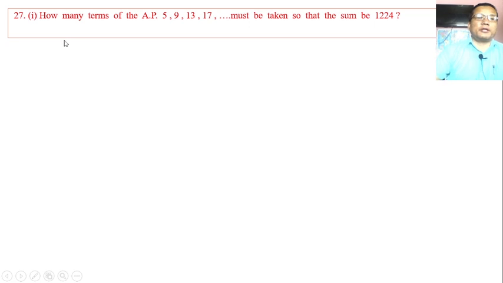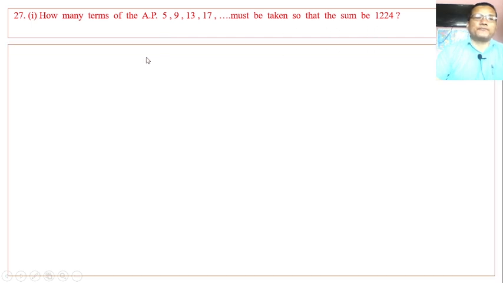Question number 27, Roman number 1. How many terms of the AP 5, 9, 13, 17, and so on must be taken so that the sum be 1224?